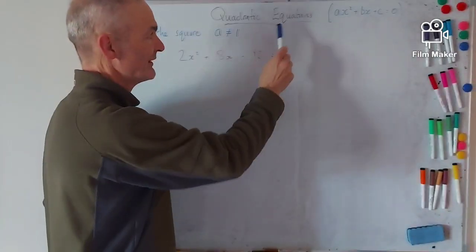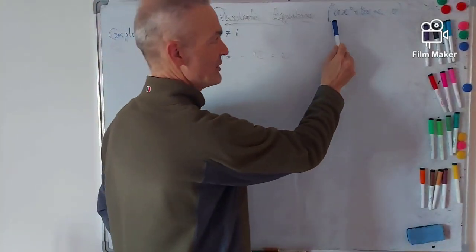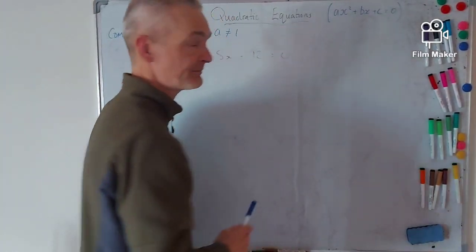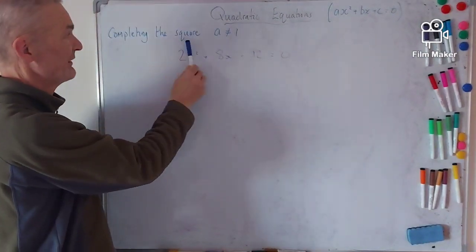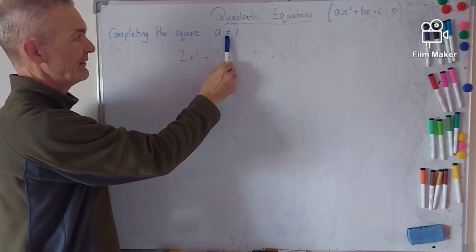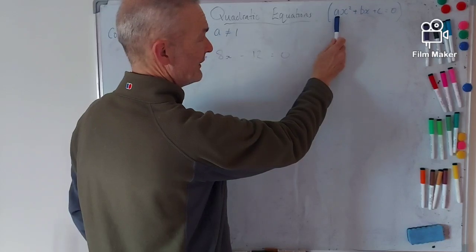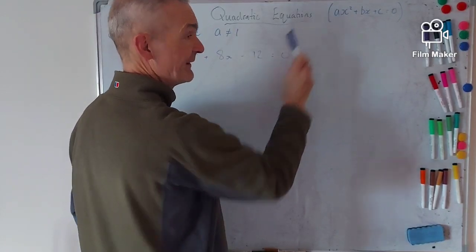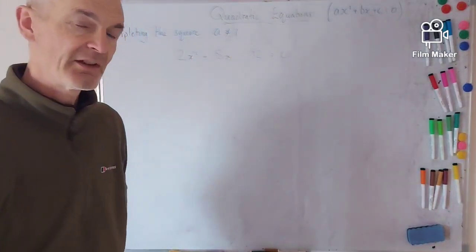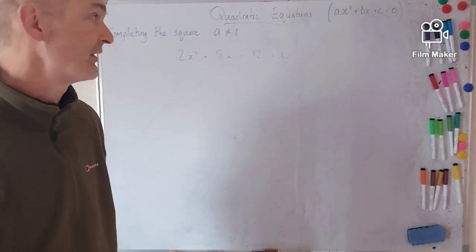We're looking at quadratic equations today. Here's the general form of a quadratic. In particular, I'm looking at completing the square where a is not equal to 1. So here's your a coefficient. It's not going to be 1. I did that in a previous video, so if you're interested in that, check that out.